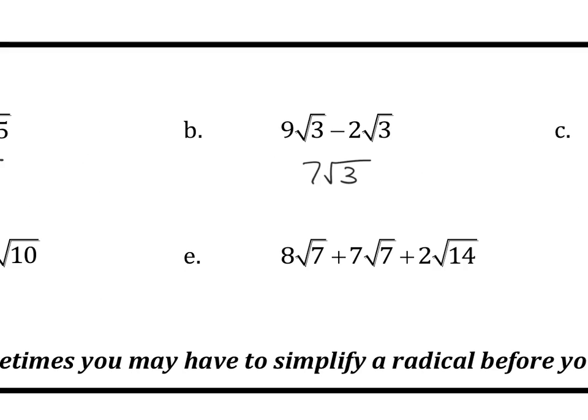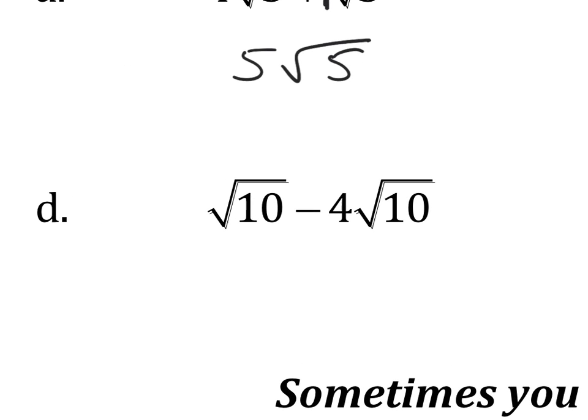Okay, for the next one, D, we see we have a 1 in front of the square root of 10 because there's no number. 10 and 10, those are like radicals, so I'm good to go. And I am going to go ahead and subtract 1 minus 4 to get negative 3. And I end up with negative 3 square root of 10.